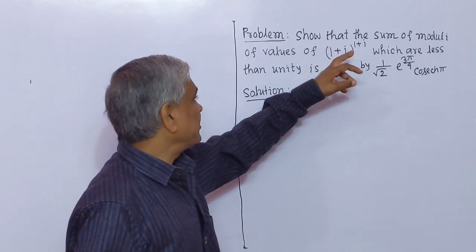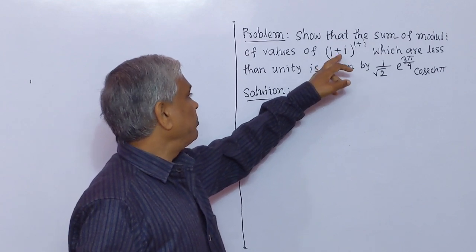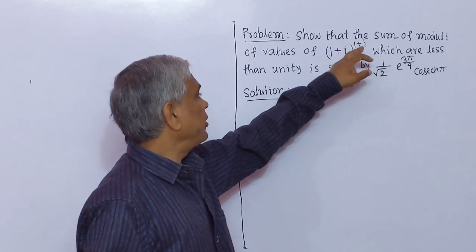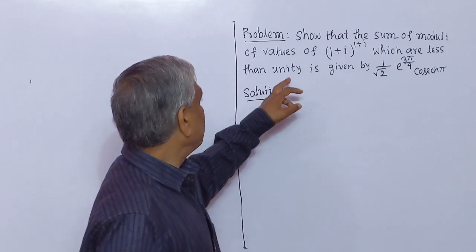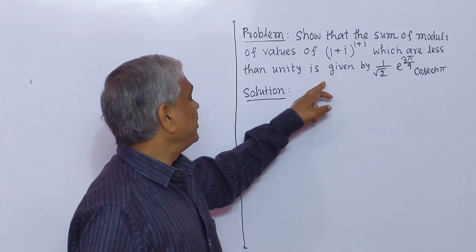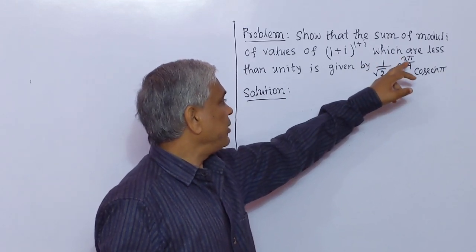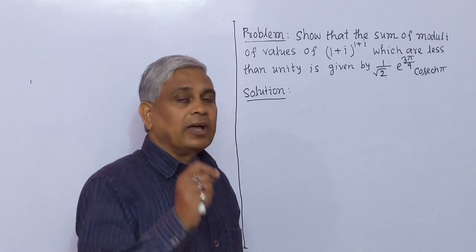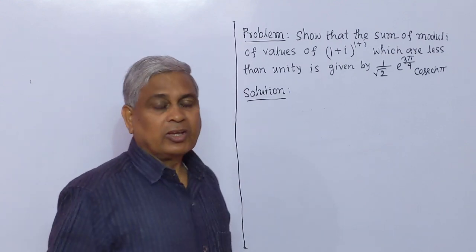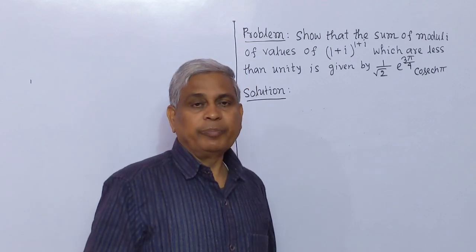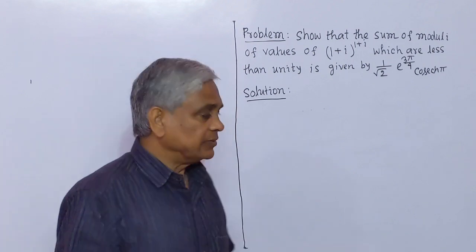The problem is to show that the sum of moduli of values of (1 plus i) to the power (1 plus i), which are less than unity, is given by 1 by square root 2 e to the power 3 pi by 4 cosech hyperbolic pi. Now we solve this. Before solving this problem, I would like to give you some basic concept.